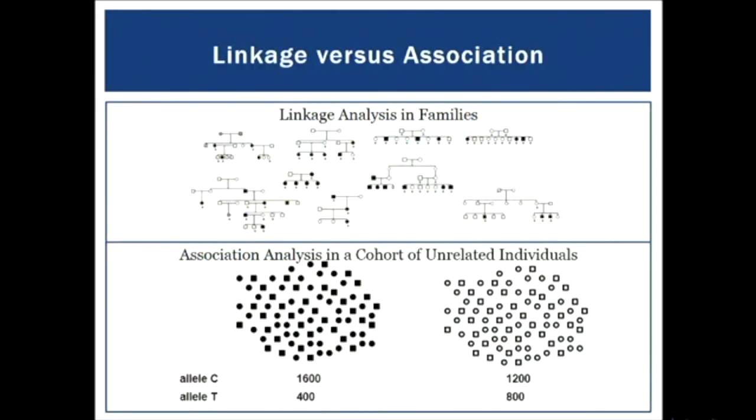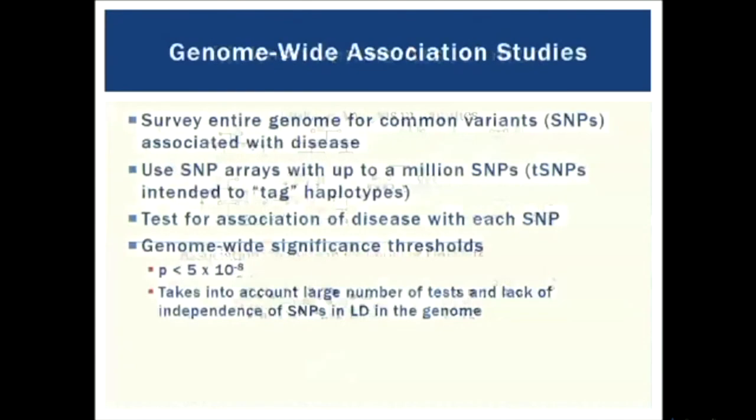So with linkage analysis, we're looking at families. With association analysis, we're looking at a bunch of unrelated cases and a bunch of unrelated controls, and we're asking the question, what is the frequency of each allele in each group? There is a huge industry now doing this genome-wide, starting really in the early 2000s.